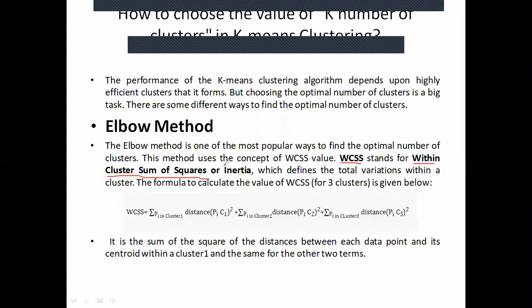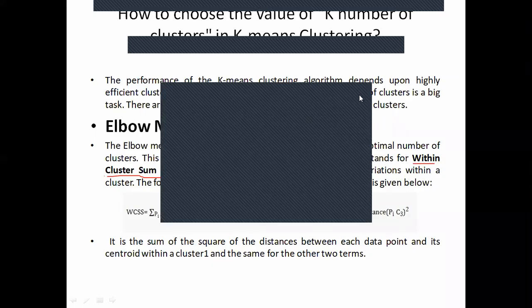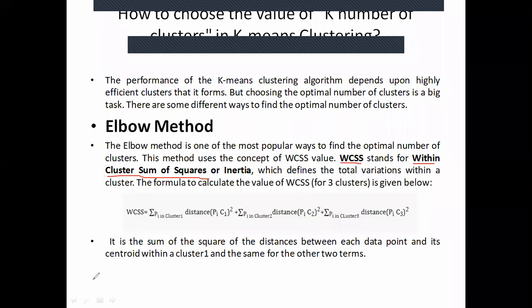Suppose I decide to take 3 clusters, so the value of K is 3. Then I will find out the value of WCSS. That means in this cluster, how much variation is there? In this cluster, how much variation is there? And within this one, how much variation is there? Now, how do we find the within cluster sum of squares value?